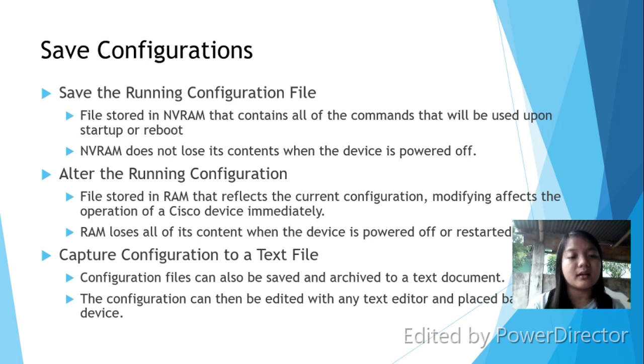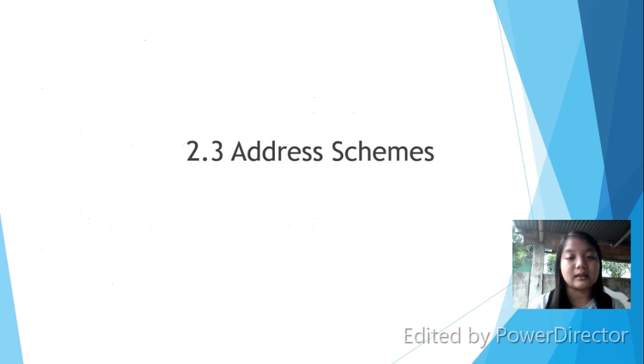Then alter the running configuration. So the file stored in RAM reflects the current configuration. I said it already. Then capture configuration to a text file. The configuration file can also be saved and archived to a text document. The configuration can be edited with any text editor and placed back in the device.